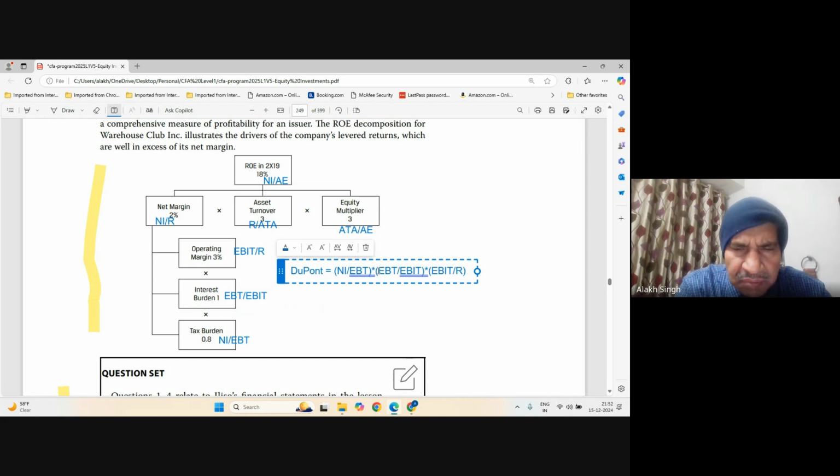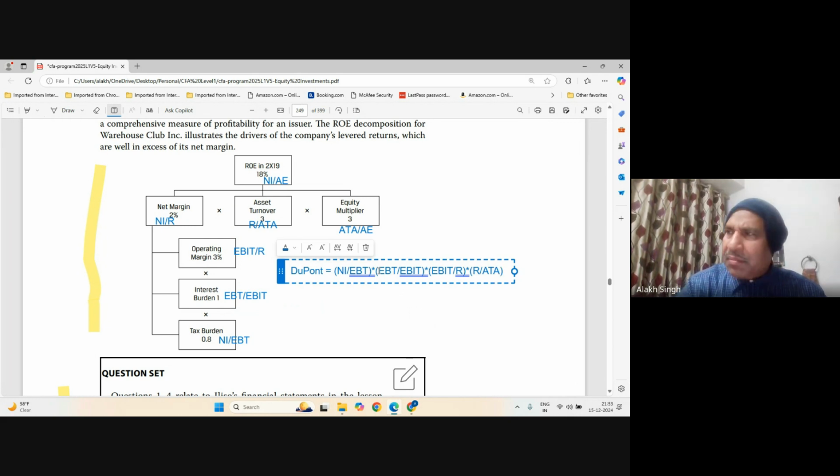I am left with net income by R because EBIT cancels, EBT cancels. So I am left with net income by R. Then this times, R has to be cancelled, so R will be on the top, divided by asset turnover, that is average total assets. So ATA gives us asset turnover.